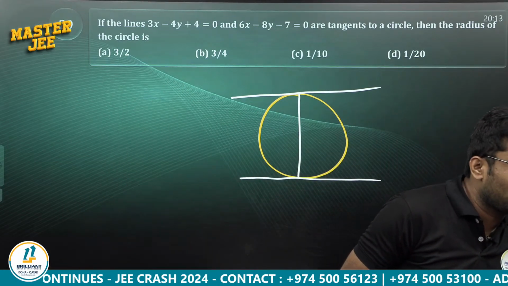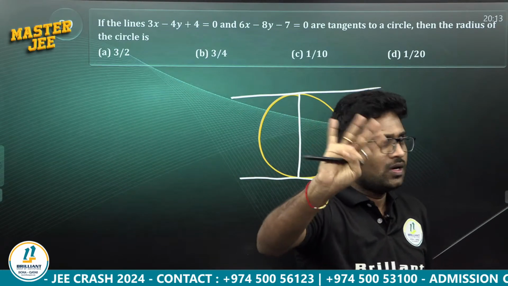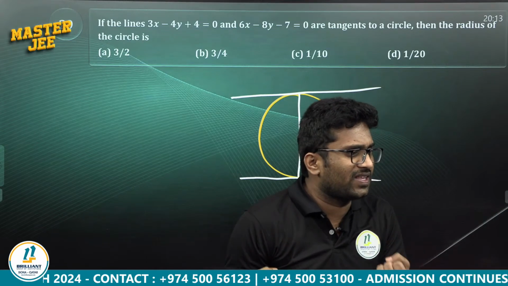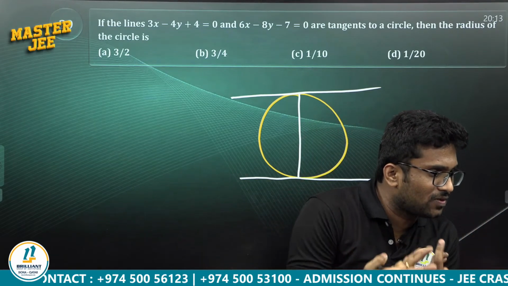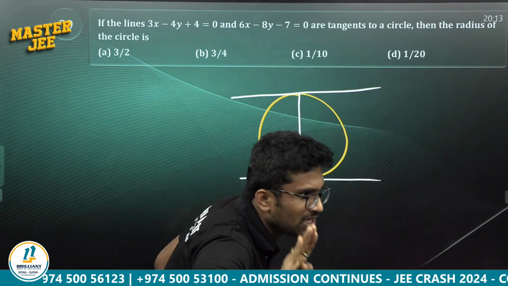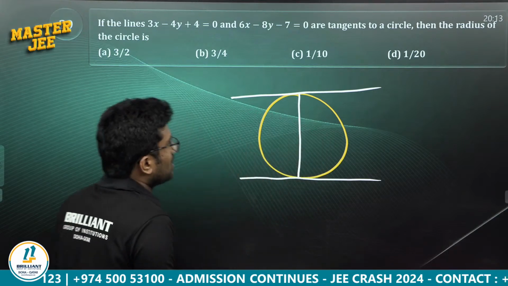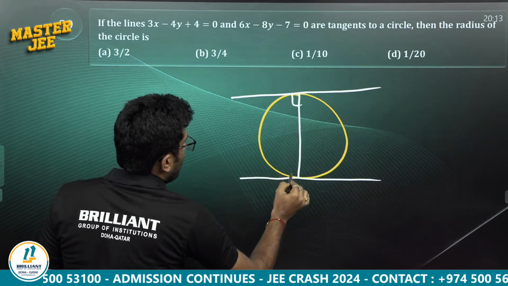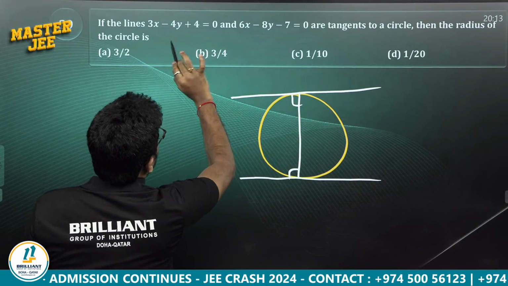Can we use end of diameter? No. We need radius, man. Just find the distance between two lines. Radius will be half of that. Just find the distance between these two lines.